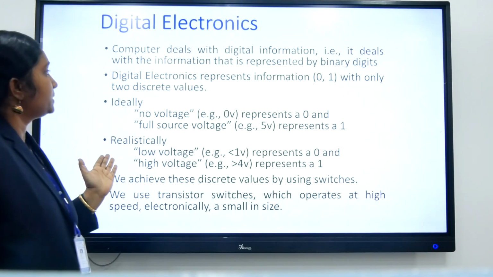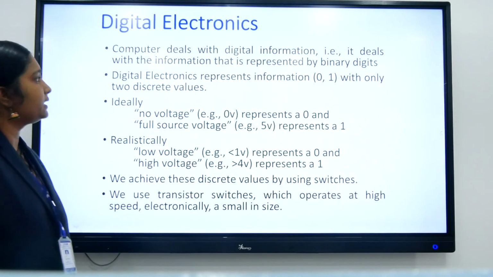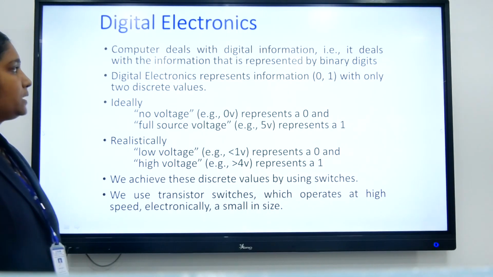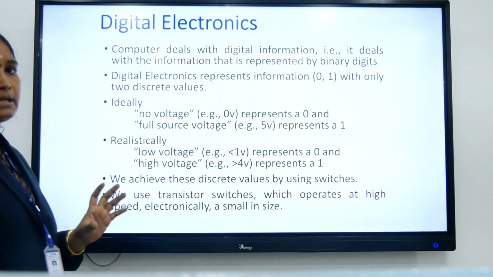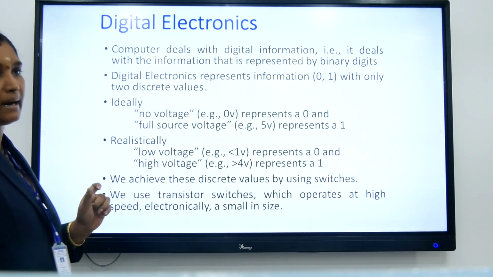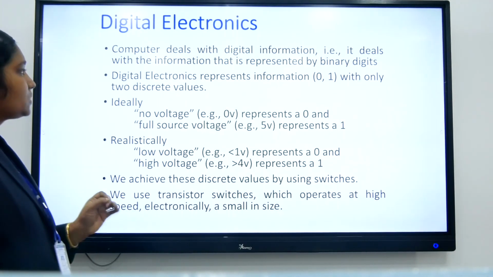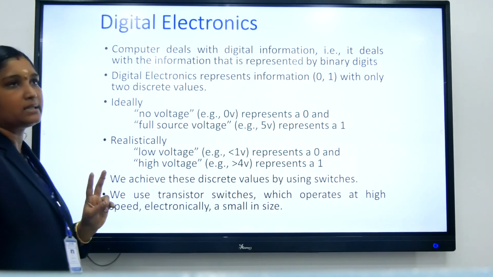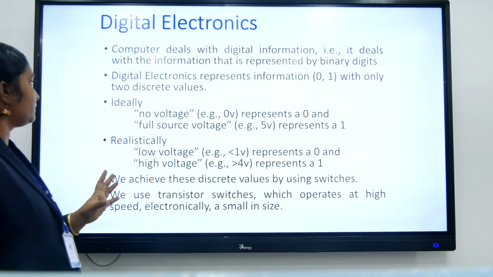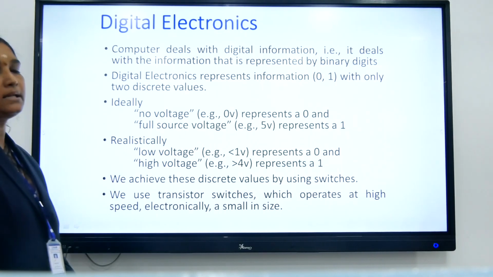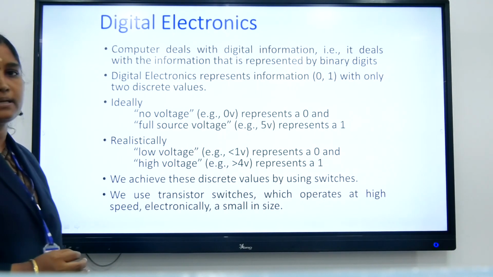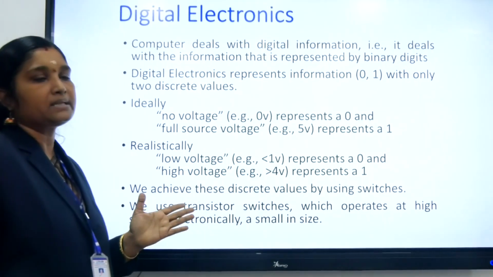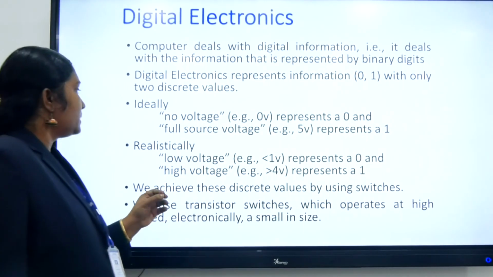So, a computer generally deals with digital information, that is, the information fed to the computer is generally in the form of zeros and ones. These are called binary digits. Digital electronics represents information in the form of two discrete values, which are zeros and ones. Ideally, if there is no voltage it is represented as 0, and if full voltage is given it is represented as 1.